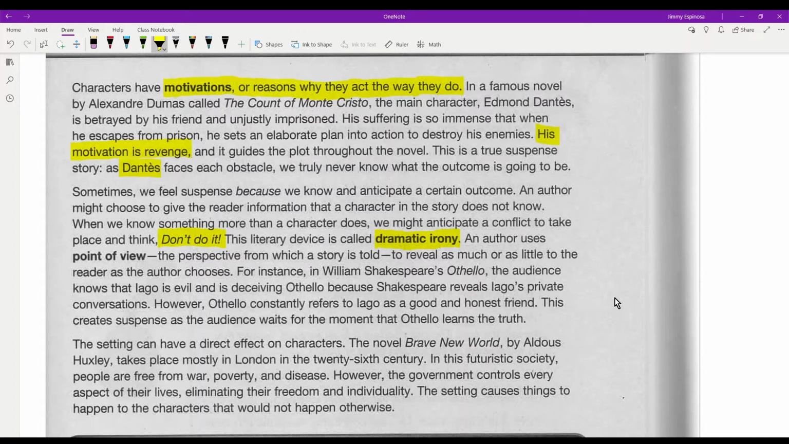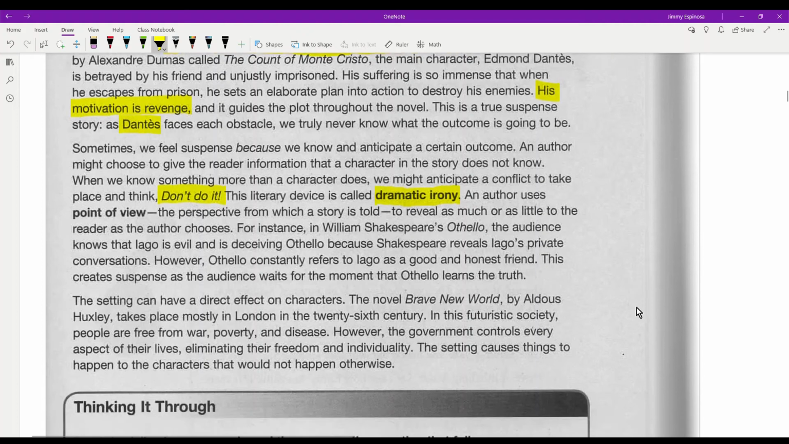And Shakespeare loved to use dramatic irony. Othello is another play that is very good to read. If you get a chance, look it up.